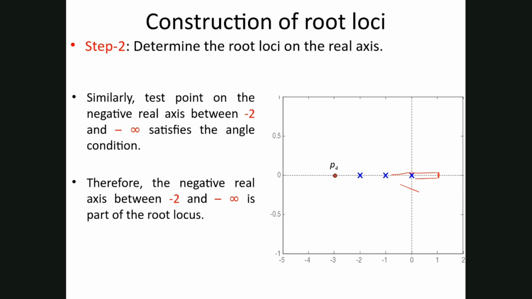And now let's check the angle. This is 0 degrees, this is also 0 degrees, and this one is also 0 degrees. All the three open loop poles make an angle of 0 degrees to this point. If you sum up all the three angles, it is coming out 0 degrees. And your angle criteria is 180 degrees times (2k plus 1), plus or minus. So this point is not satisfying the angle criteria because it is coming out 0 degrees. This is not going to be part of the root locus.